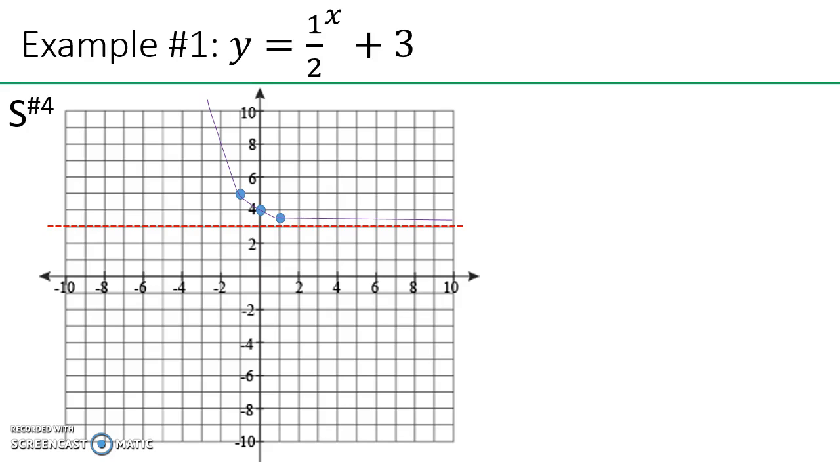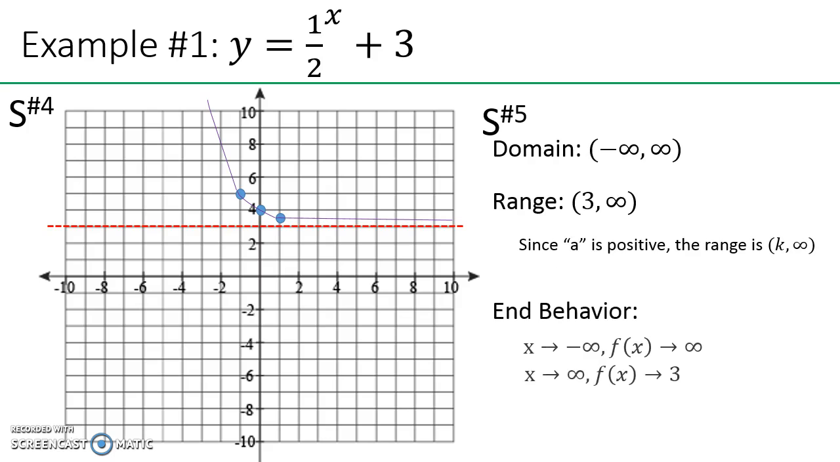Now, let's look at it again. Y-intercept, (0, 4). Asymptote, y equals 3. Additional points, and my graph line. My domain is all real numbers. My range is k to infinity, so we have 3 to infinity. And there's my end behavior right there. As you can notice, the end behavior comes from my domain, and this comes from the range.